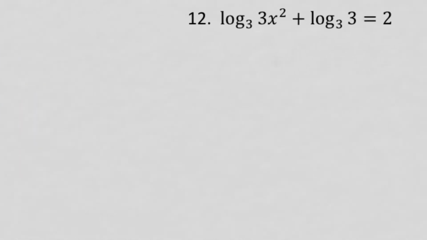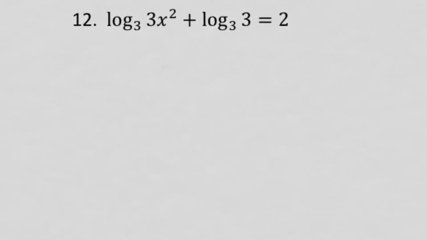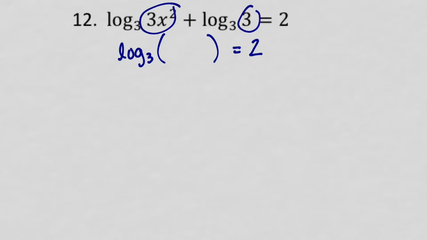Okay, number 12. Now this one I have to condense before I try to get the x out of the log. These are both log base 3. So I'm going to have log base 3, something on the inside, still going to equal 2. But I need to simplify these, and it has a plus, which means I'm multiplying them together. So 3 times 3 is 9, and I have x squared.